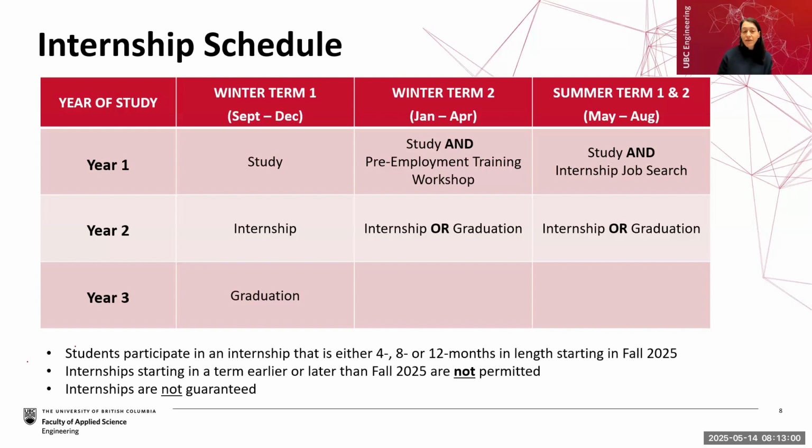And so these internships that you're going to potentially apply for can be 4, 8, or 12 months in length. It's up to you to decide which opportunities you wish to apply for, and it really depends on what positions are available at the time that you're applying. It's important to remember that the internships must come at the end of your academic program. So it's a requirement that you complete your 30 credits of your MEng degree program before you can commence your internship.